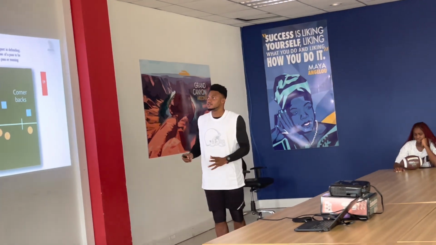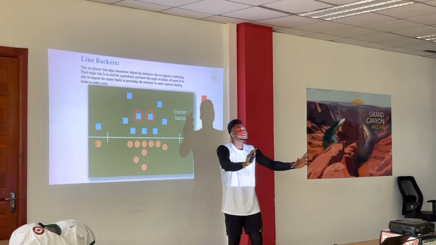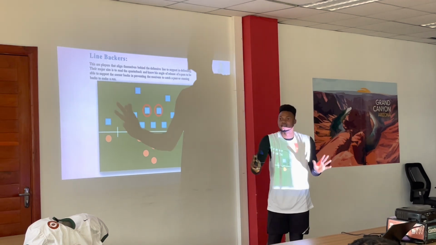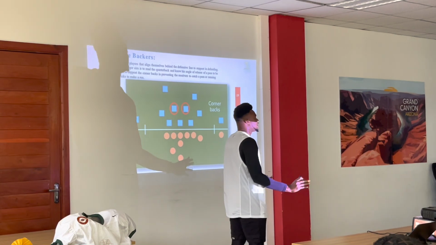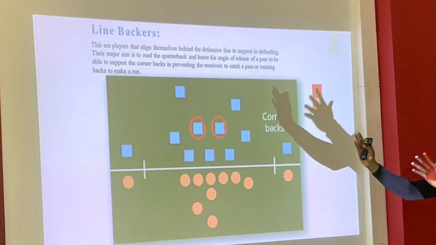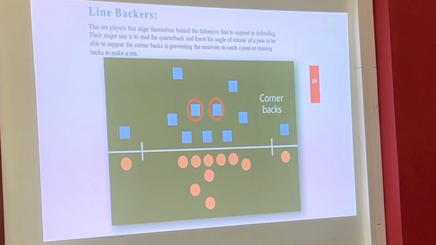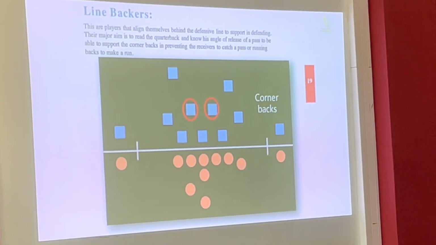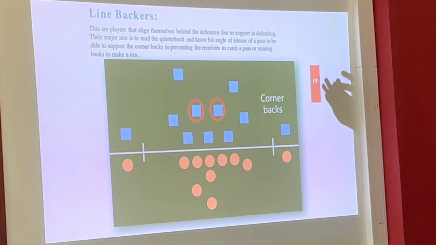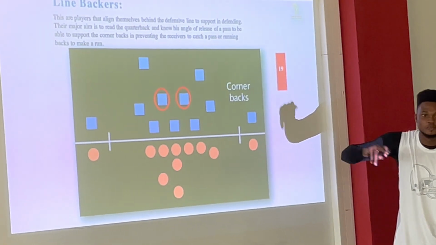The linebackers, just like the name suggests, they stand behind the line, the defensive line. Here's the defensive line. They are backing the line. Just from the name, if you want to explain to someone, you can say they are backing the line. Who is a linebacker? A person that is backing the line. But let's understand it technically. These are players that align themselves behind the defensive line to support in defending. Their major aim is to read the quarterback and know his angle of release of a pass to be able to support the cornerbacks in preventing the receivers from catching a pass or running backs from making a run.